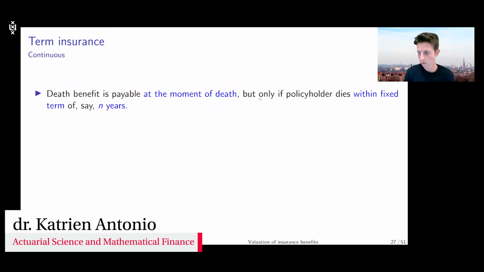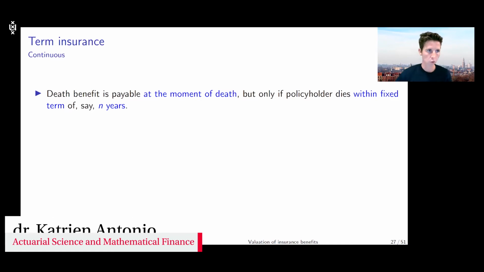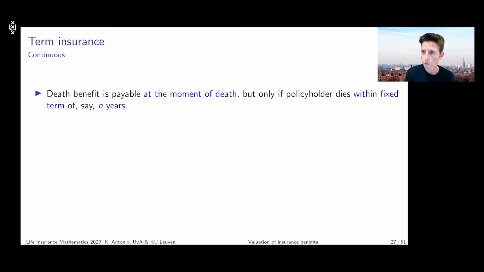We're going to look at some extra products, and in this case, we're going to look at the term insurance. We're going to start with the continuous time product. So what we're going to do here is look at an insurance product that pays at the moment of death, but now only if my policyholder dies within a fixed term of n years. So the difference with the whole life insurance is that now the duration of the contract is limited. It's limited to a period of n years.